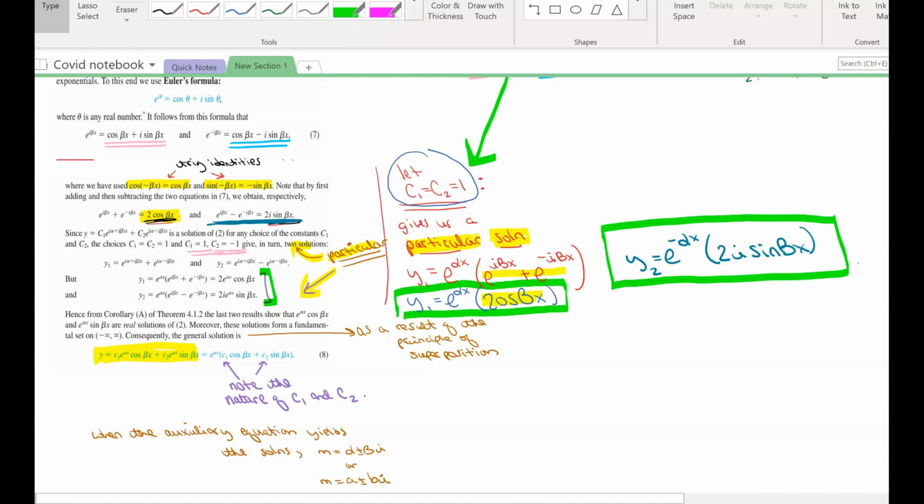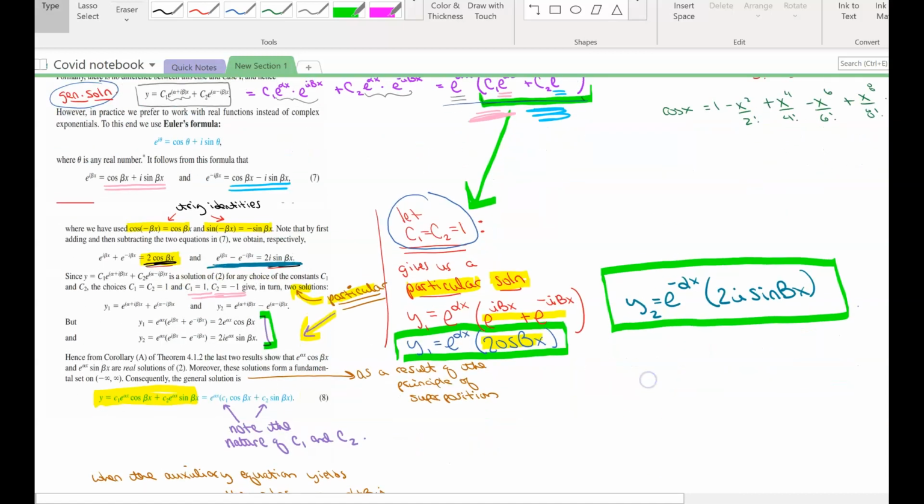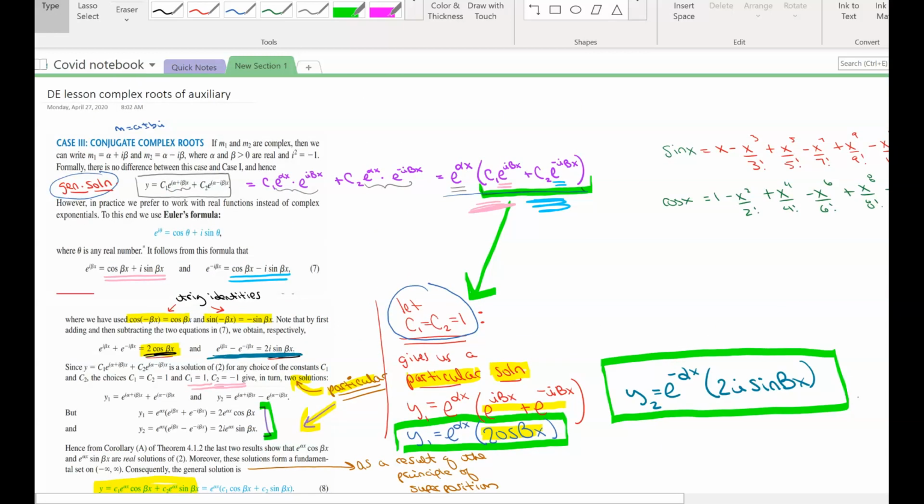What's the advantage of this? Okay, there are several. There's one big one though. What the all boys class is seeing for the first time is that while this general solution at the top is valid and correct, you will notice the general solution presents as a linear combination of exponential functions.